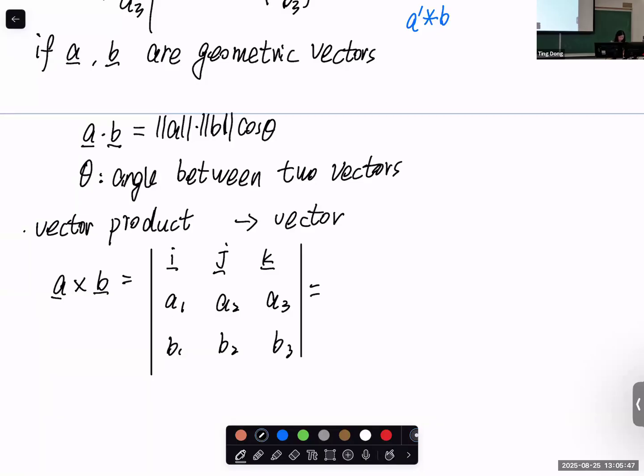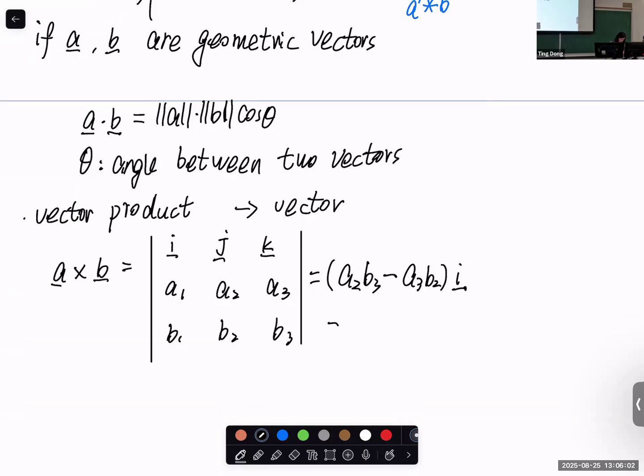So the new vector is (a2 b3 minus a3 b2) i vector, minus (a1 b3 minus a3 b1) j vector, plus (a1 b2 minus a2 b1) k vector.